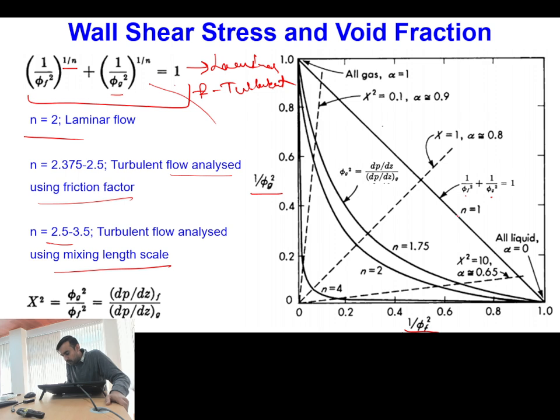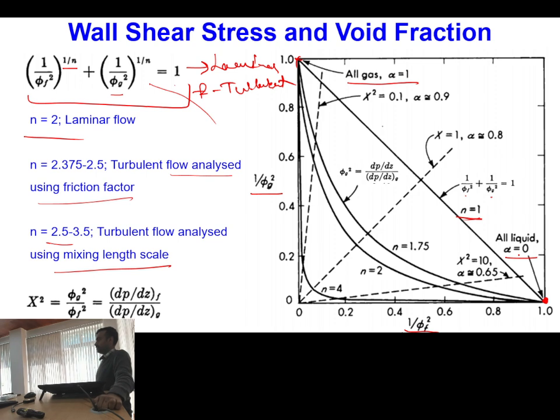For n equal to 1, the solution is a straight line, where this point corresponds to all liquid. Here the value of 1 by phi f square is equal to 1 and 1 by phi g square is equal to 0, and this point corresponds to complete gas, meaning alpha equal to 1, and this point corresponds to alpha equal to 0. Okay, and in between, different lines are plotted for different values of n.